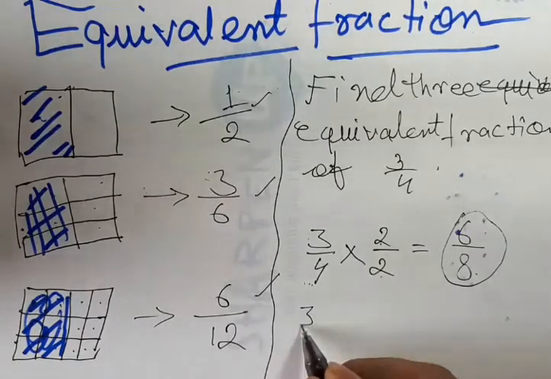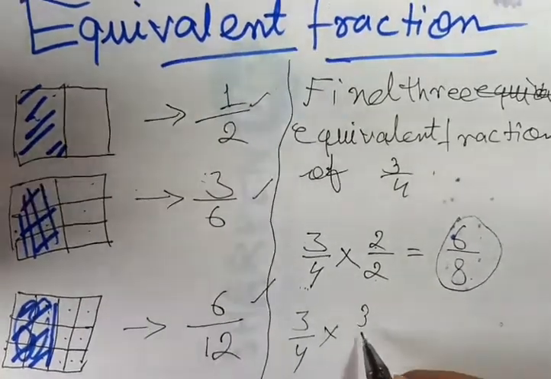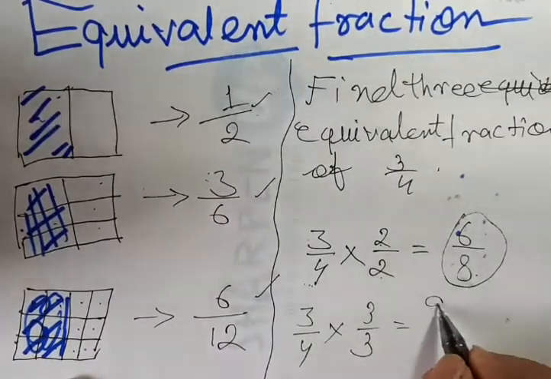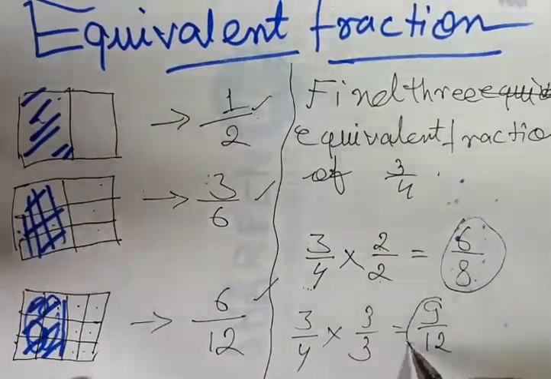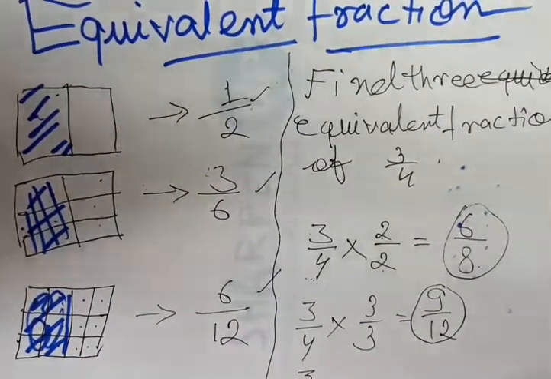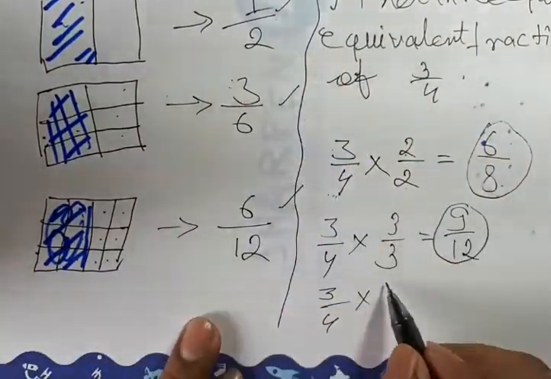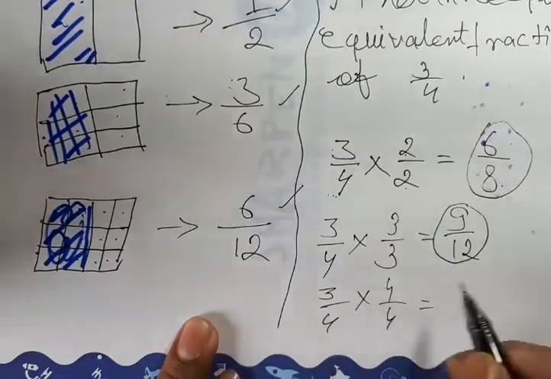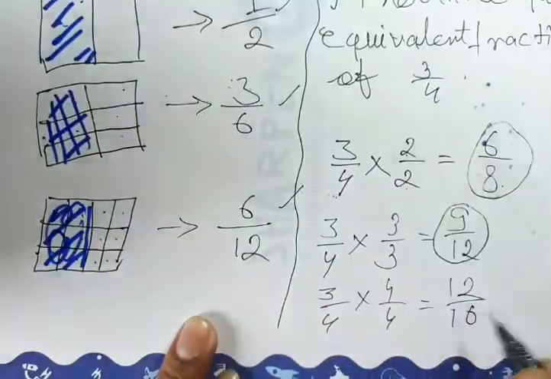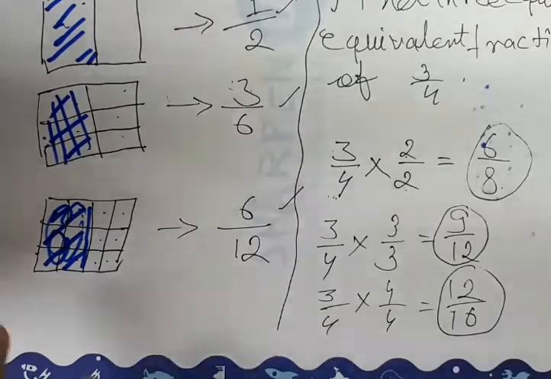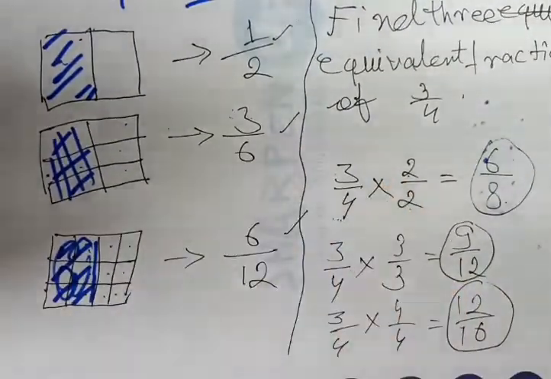Now let's multiply 3/4 by 3/3. 3 3s are 9 and 3 4s are 12. So this is our second equivalent fraction. And next time I will multiply 3/4 by 4/4. 4 3s are 12 and 4 4s are 16. So this is our third equivalent fraction. So it is very easy to find equivalent fractions of any fraction. We just have to multiply the same number in the numerator and denominator and get the value. Whatever value we get is called an equivalent fraction of that number.